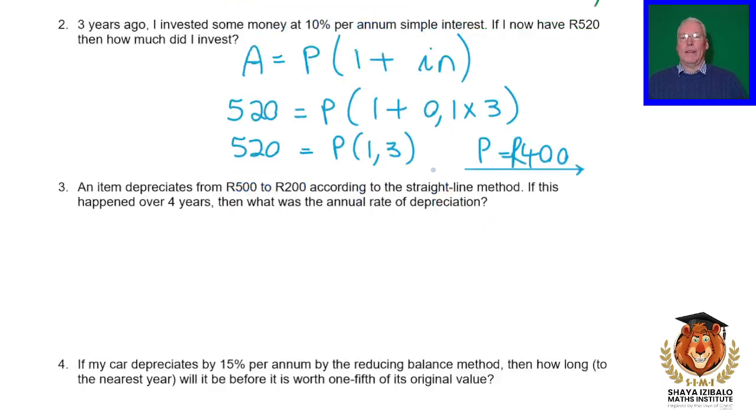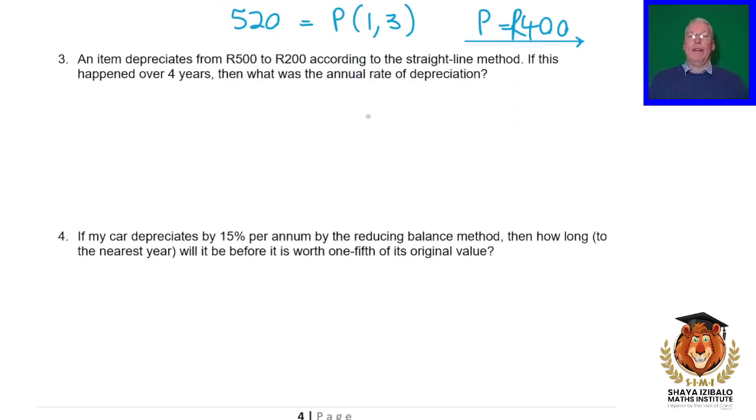Okay, let's look at this next one. An item depreciates according to the straight line method. All right, now that's going to tell us which formula to use. According to the straight line method. Okay, we're going to use this formula. A equals P 1 minus I to the N. Okay, and we know that it depreciates from 500 to 200. It starts off at 500 and it ends up at 200.